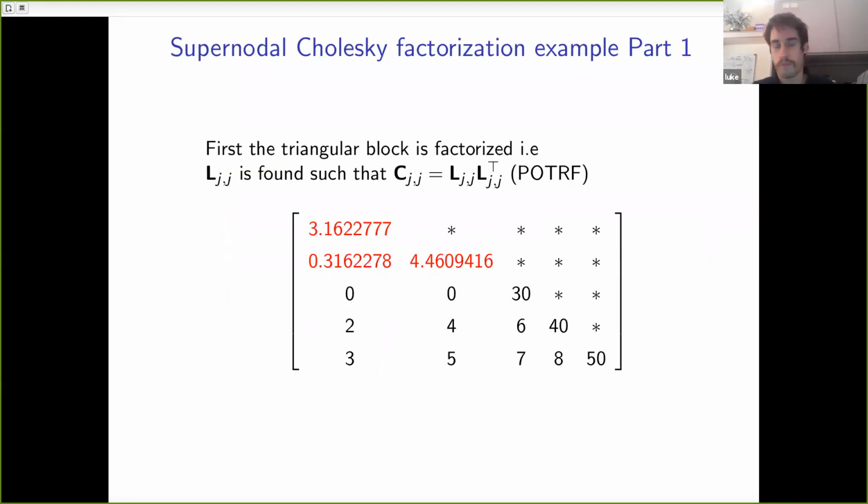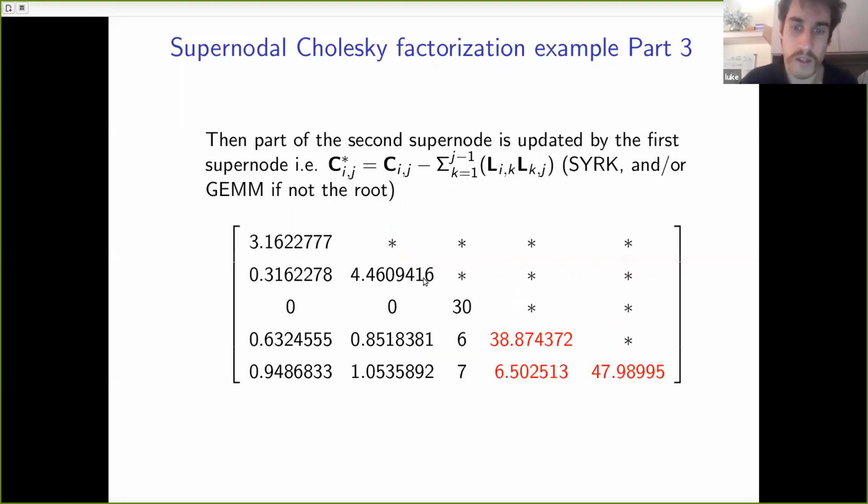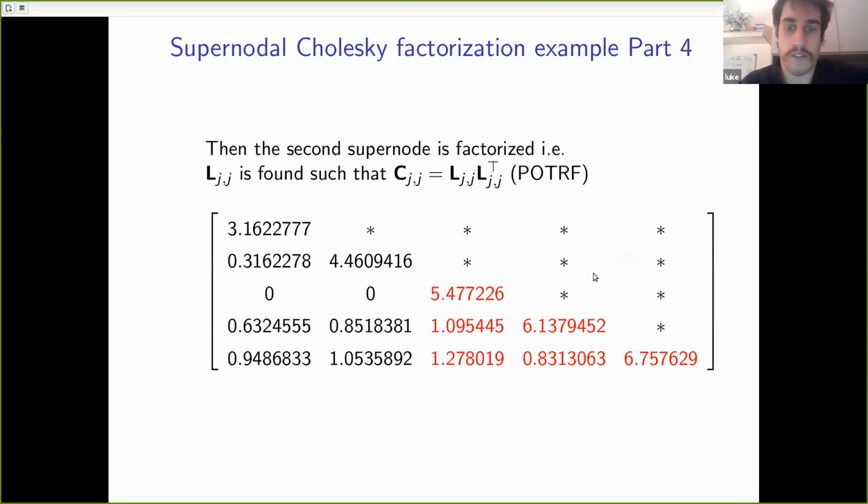So here's a brief example of the supernodal Cholesky factorization. So first we do this. I'll do the whole matrix for this one because it's quicker. Here we have the Cholesky factorization of the top part using POTRF. Here we have the solution using TRSM, and then we factorize the rest. Oh, we update. It's worth noting that this isn't updated because again these are zeros, and then finally we factorize the last supernode.